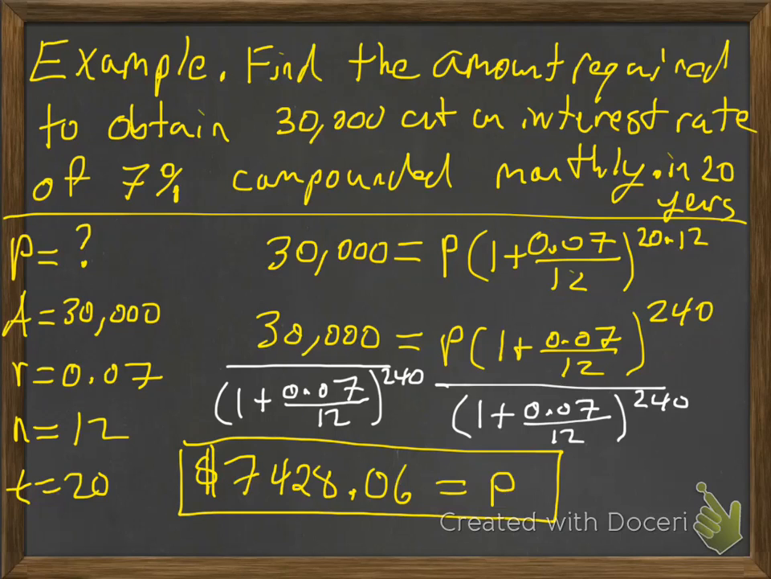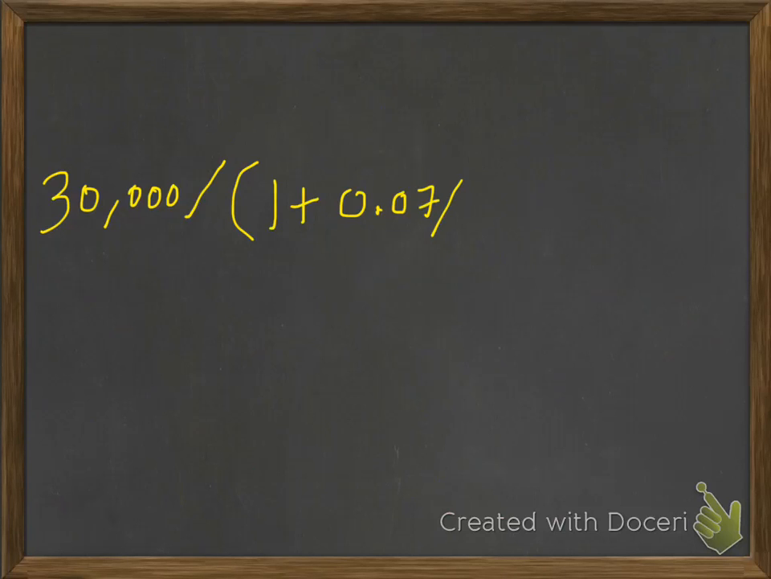Let's do one more. See if I can create one more slide here. So we would do 30,000 divided by 1 plus 0.07 divided by 12. Those parentheses are very important because the calculator can't read our minds, unfortunately. And then we'll hit the caret and 240. And that's how I'd plug it into the calculator.